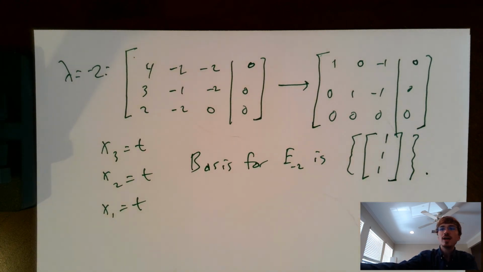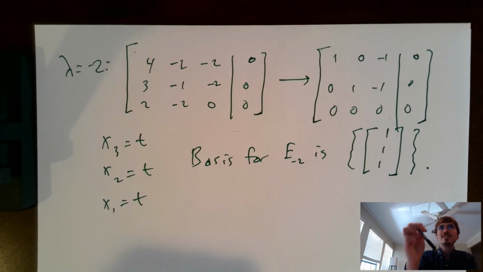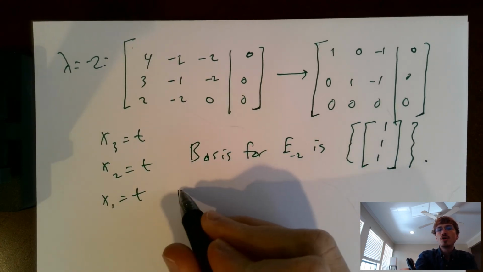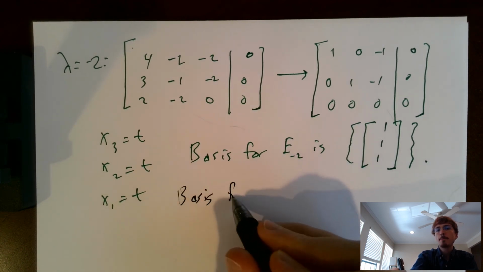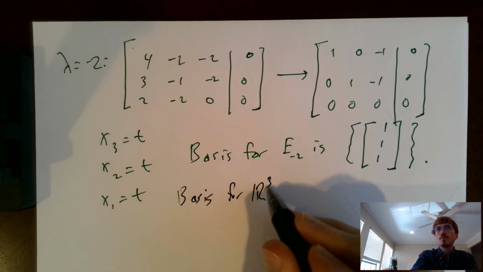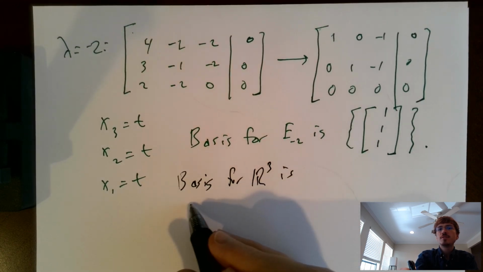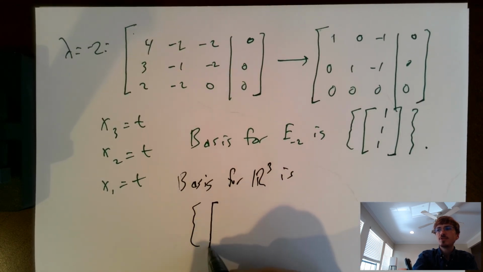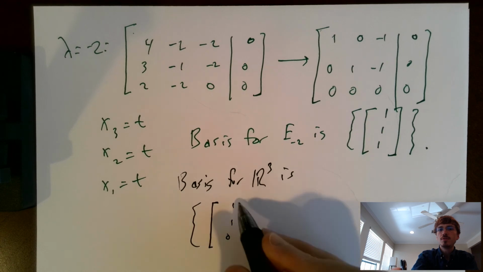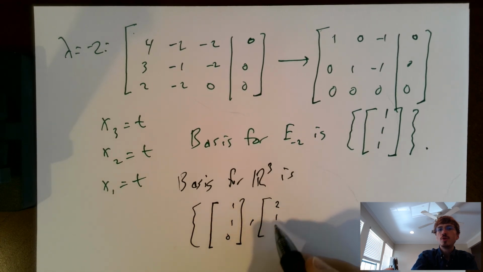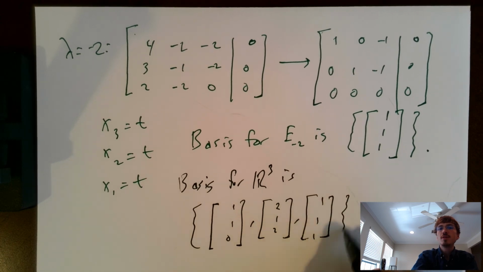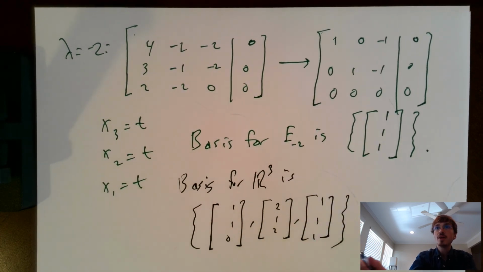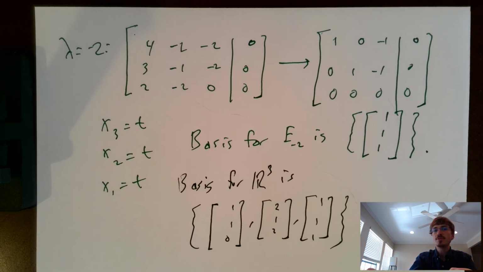And what do we know now immediately? What's a basis for R3 consisting entirely of eigenvectors for A? It's just the set with these 3 vectors thrown into it. 1, 1, 0, 2, 1, 2, 1, 1, 1. Yeah, and this is now a basis for R3 consisting entirely of eigenvectors of the matrix A. And that's kind of interesting.